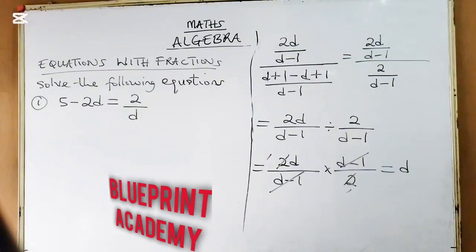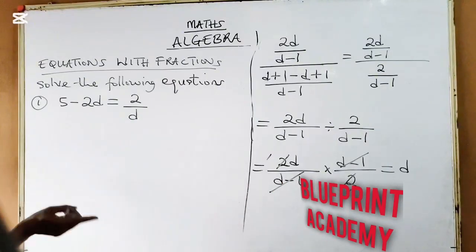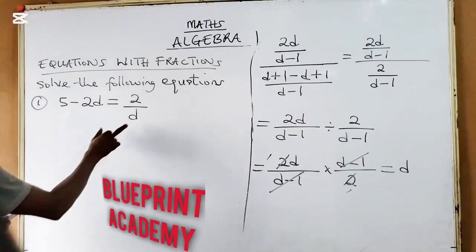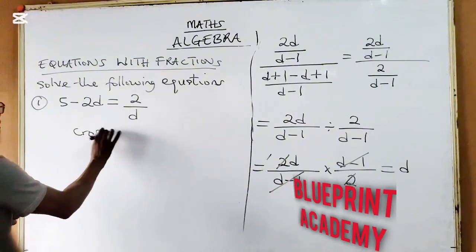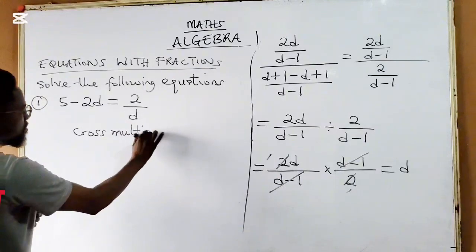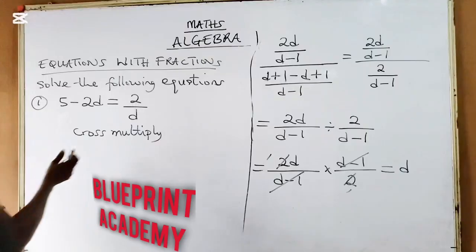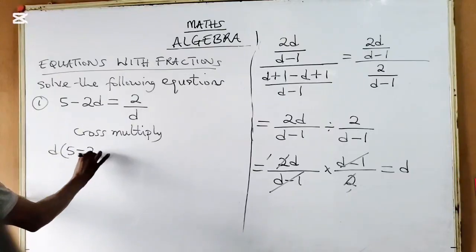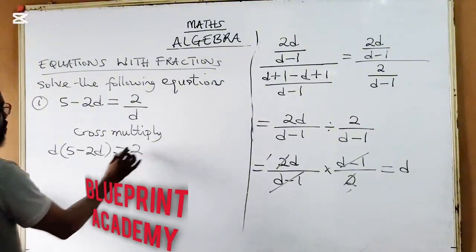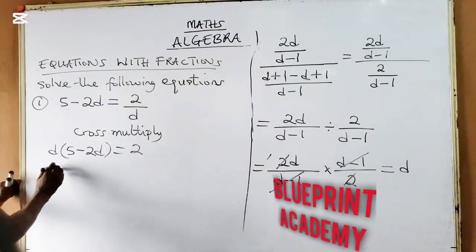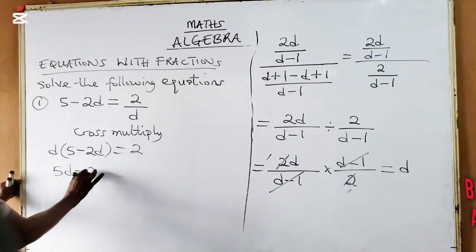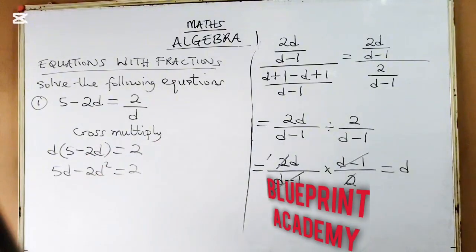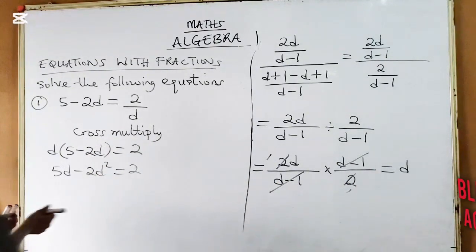So to get the value of d from this type of equation, we start first by cross multiplication. For cross multiply, you use the d. We use this d to multiply this. We have d into 5 minus 2d equal to 2. We open the brackets. We have 5d minus 2d squared equal to 2. So now take everything to the right hand side.